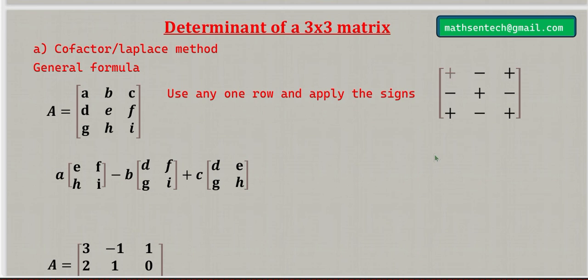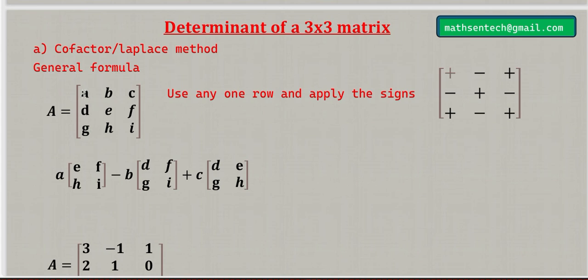There is one method called the cofactor, or the Laplace method, and this is a general formula. Of course, when you have matrix A having all those elements, you can choose any of the rows to help you get the determinant. You can choose row 1, which is ABC, or row DEF, or row GHI.